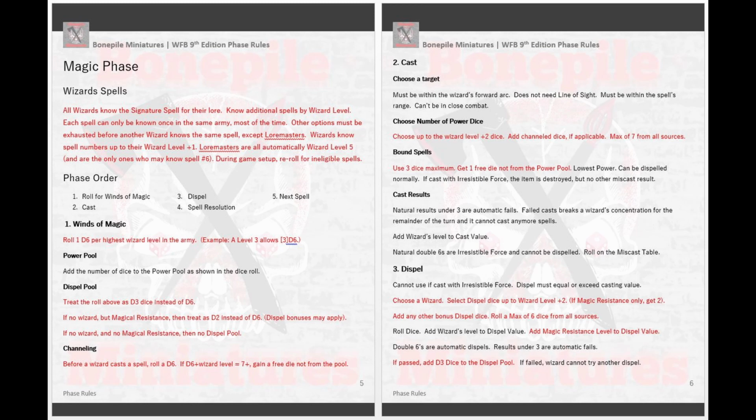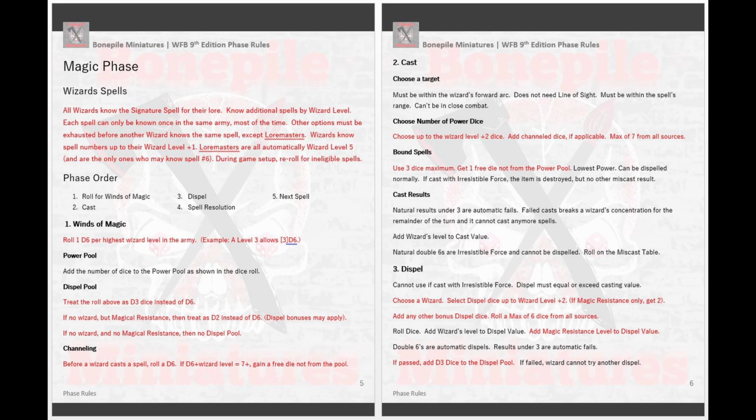Now let's move on to dispelling. So let's start off and be clear that if a spell was cast with irresistible force, you cannot try to dispel it. And then for dispelling in general, you must equal or exceed the casting value. But don't forget the wizard level of the wizard you are dispelling with.